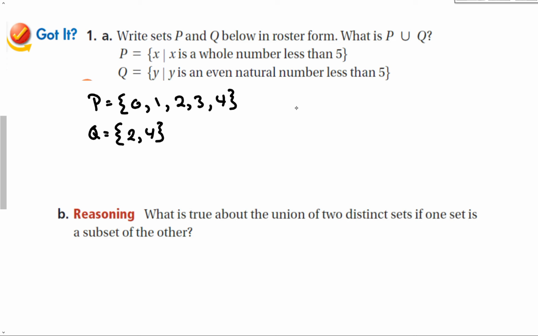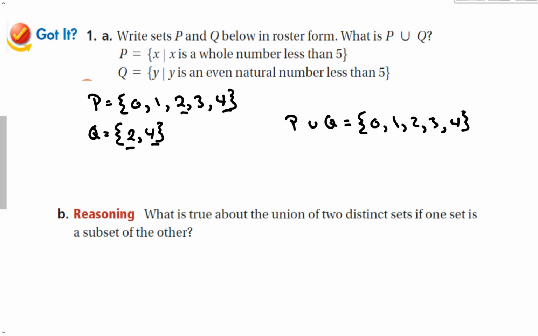Okay. What is P union Q? Okay. So we're going to take everything in P and everything in Q and put them together. 0, 1, 2, 3, and 4. Okay. We don't need anything else because both 2 and 4 are already in set P. So we didn't even need to add them.